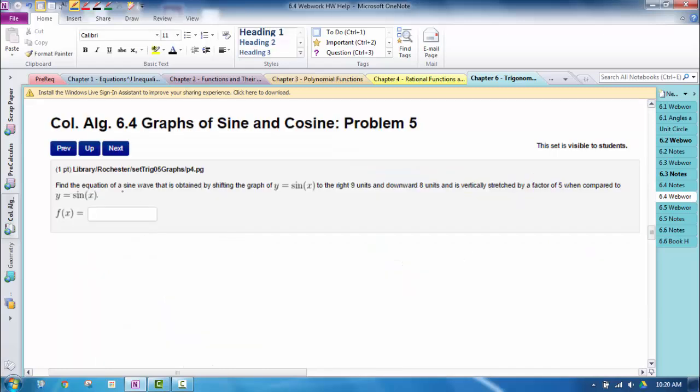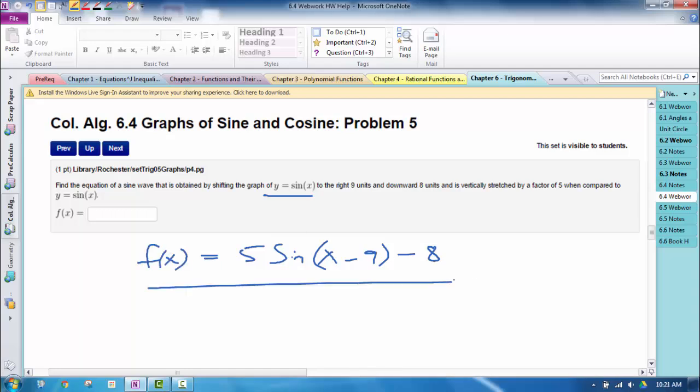The next problem says the equation of the sine wave is obtained by shifting the regular sine function to the right 9 units. So if we shift it to the right, that's when we subtract 9 from x. And then we want to move it downwards 8 units, so that'd be minus 8 outside. And then vertically stretched by a factor of 5 is changing the amplitude, multiplying the function in front by 5 here. So here's my new function that has those transformations.